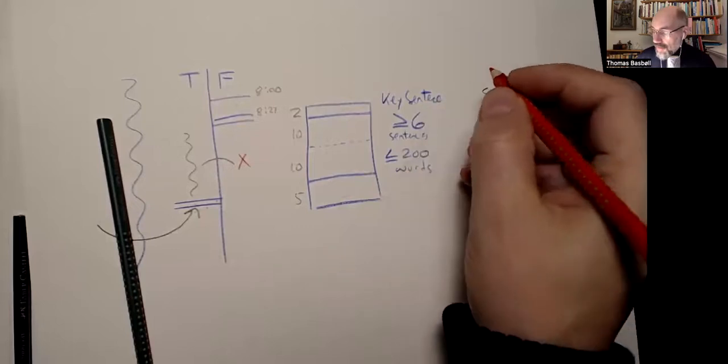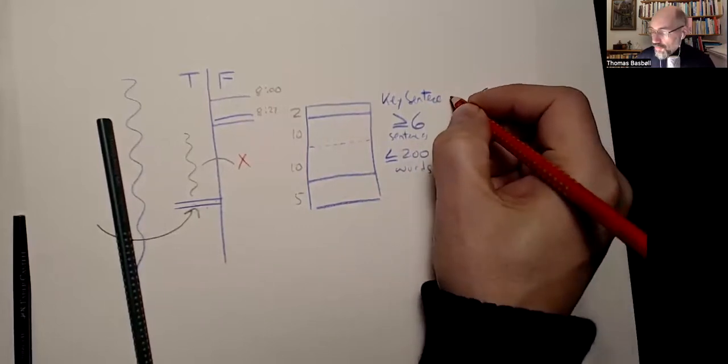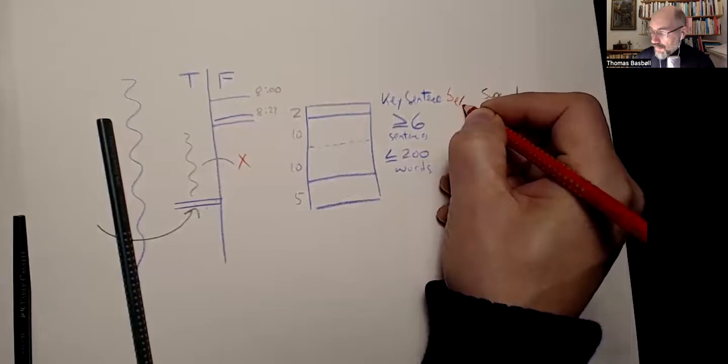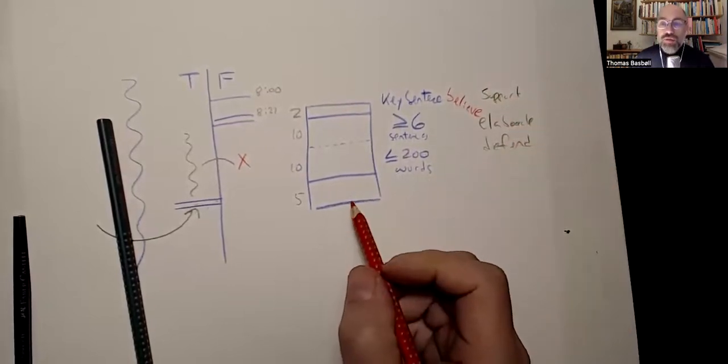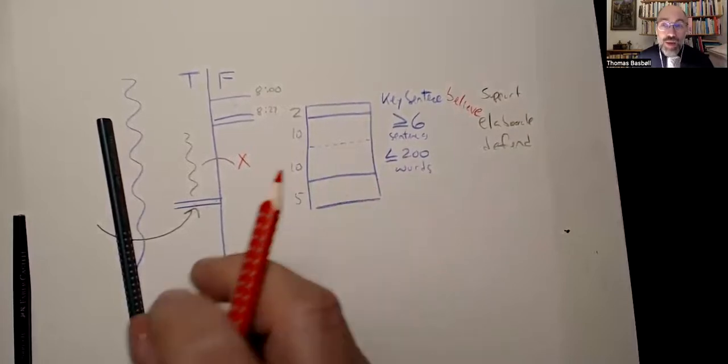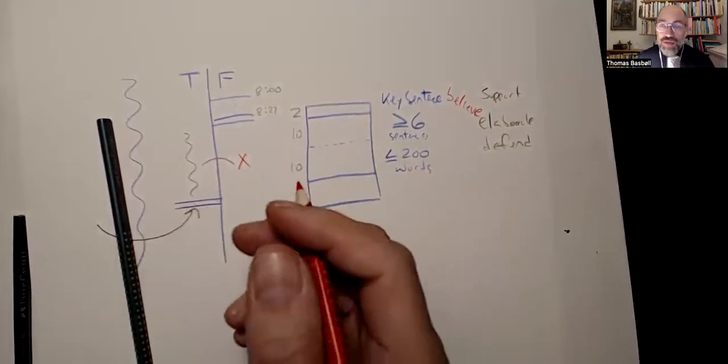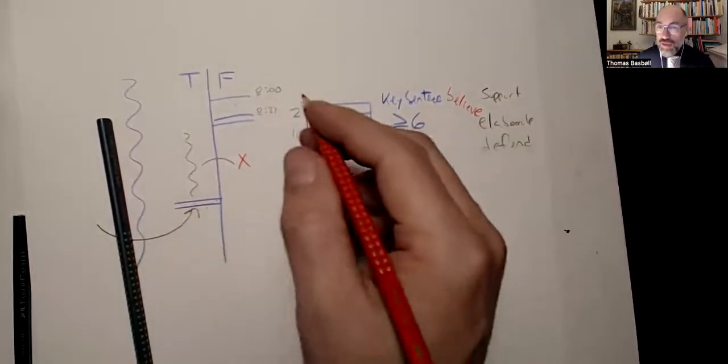One of them is that the sentence you're saying might be hard to believe. The sentence may be hard to believe, and in that case, the paragraph will have to provide evidence that supports the claim that the key sentence makes.